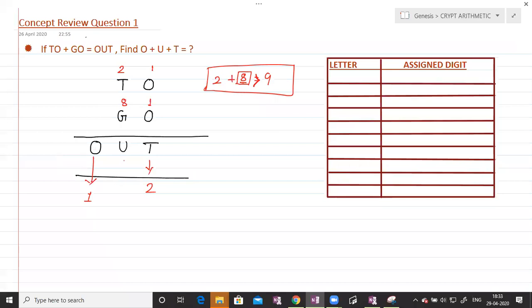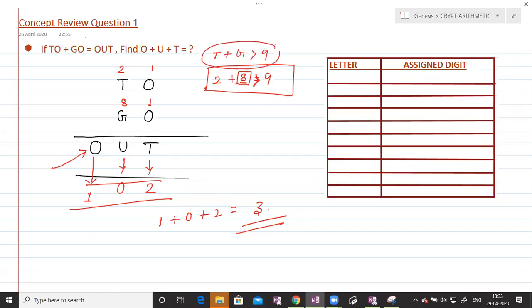2 plus 8 gives 10, so here 0, and 1 is the carry. Very simple. It means 1 plus 0 plus 2, so the answer must be 3. Sriram, Viva, Sharmila, Shreyas, I hope you understood now. Remember, this information always triggers us. The leftmost letter should be 1, should be the carry. It means T plus G must have a carry, so more than 9. The remaining is just the trial and error method.